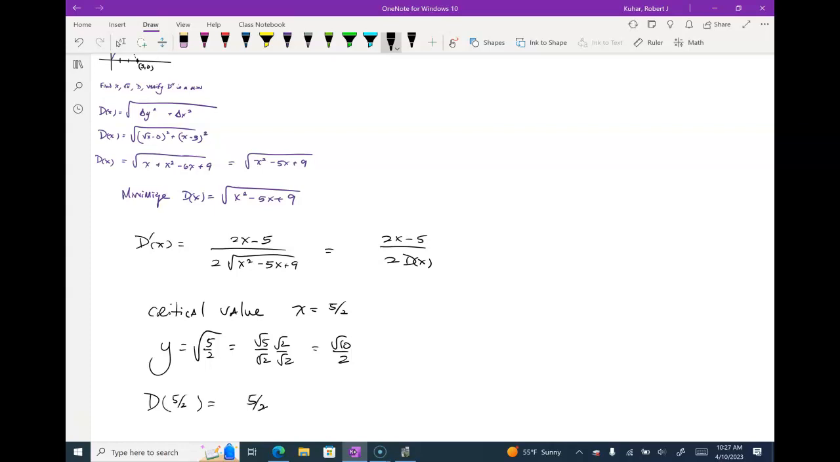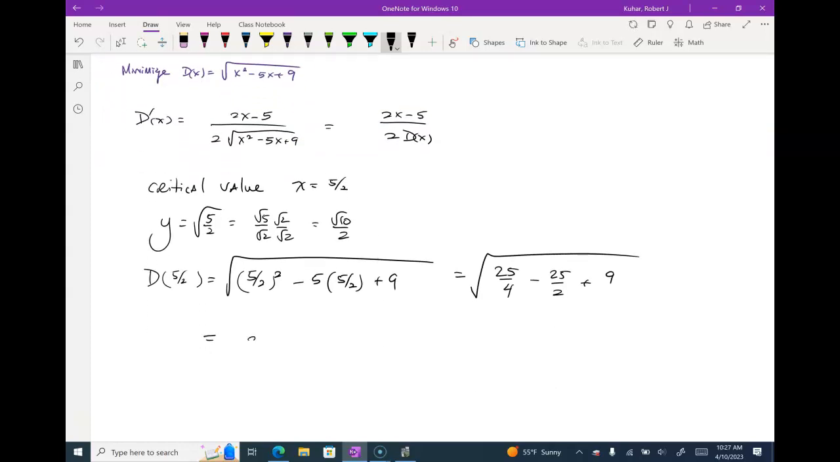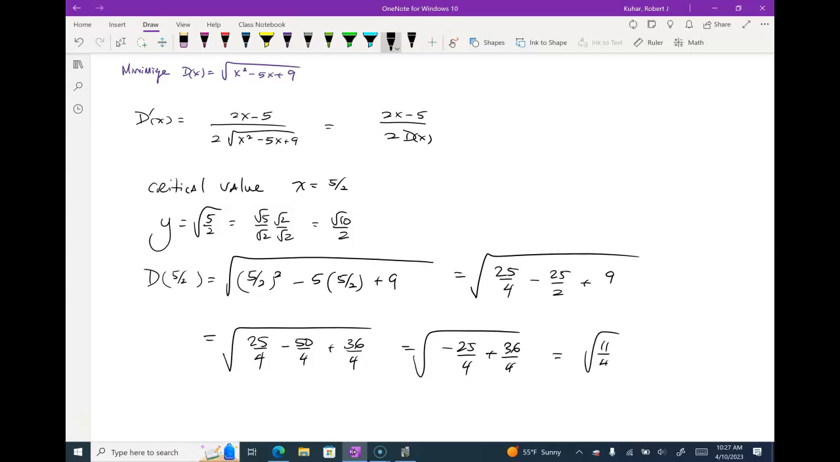So that's 5 halves squared minus 5 times 5 halves plus 9, all in the square root. So 25 fourths minus 25 halves plus 9, all in the square root. 25 fourths minus 50 fourths plus 36 fourths. So minus 25 fourths plus 36 fourths. That's 11 fourths? So square root 11 over 2. There's my distance. Right? Is this okay?